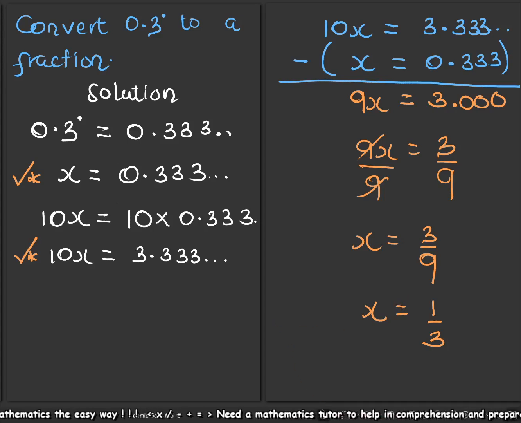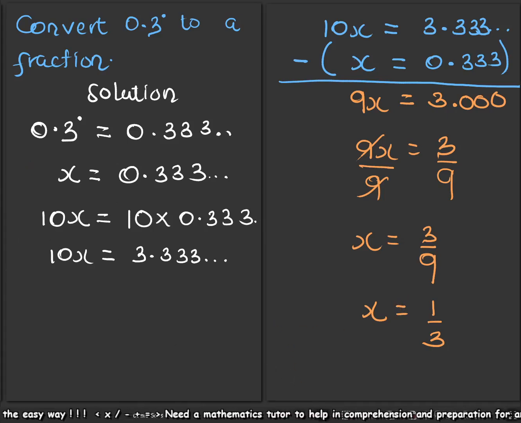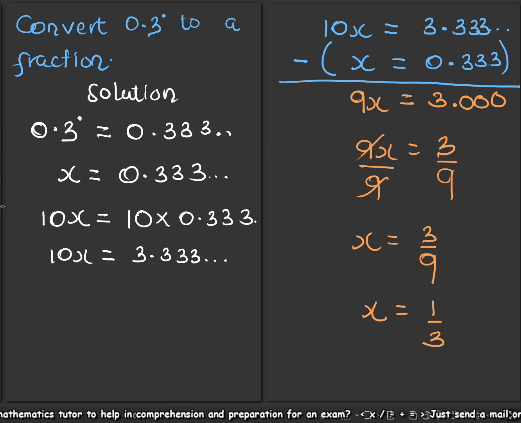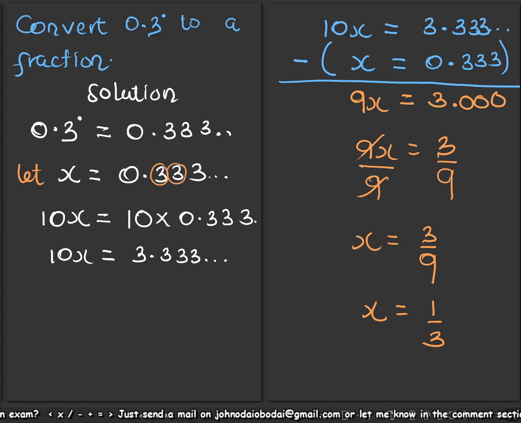So simply put, if we want to convert a recurring decimal into a fraction, take note of your recurring decimal. Then let x, or any variable at all, be the recurring decimal. Then depending on the number of digits that are recurring, this one here has just one digit that keeps recurring. 3 is repeating itself.